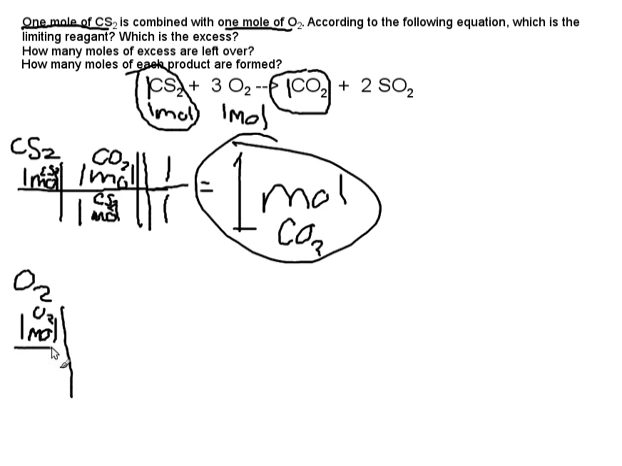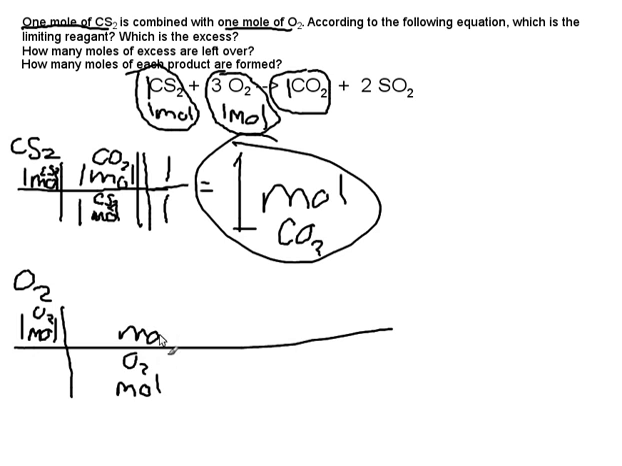Now this time, wow, I made that really big. Okay, so this time we're going to look at our coefficients for oxygen, and this time it is 3. First let's put moles of oxygen, because we want to go from moles of O2 to moles of CO2. Remember, we want to go to the same product that we went to in here. So now we're looking at our moles of O2, and since our coefficient is 3, we're going to have 3 moles of O2 for every 1 mole of CO2.